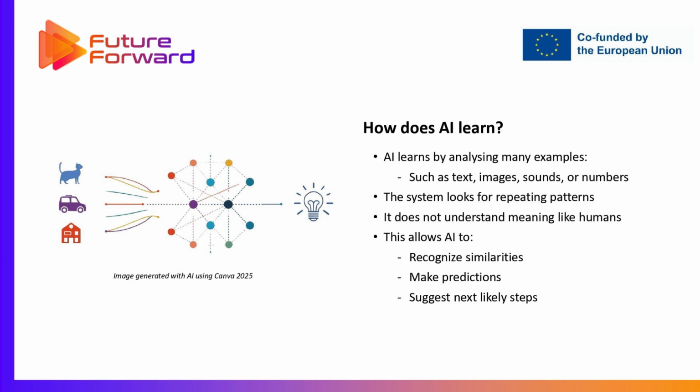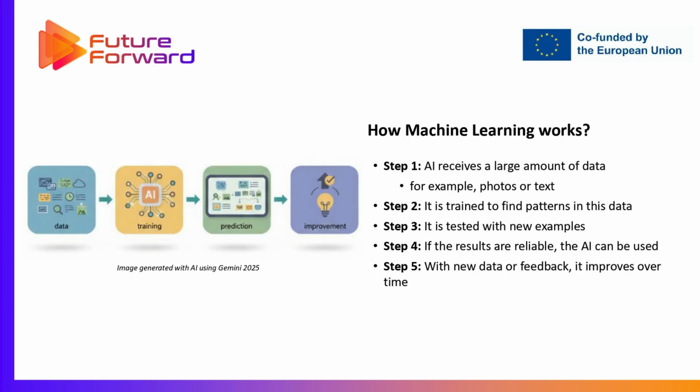To understand how AI works, imagine it learning the way we do, by seeing many examples. AI is shown large collections of data, such as photos, sentences, or sounds, and it looks for patterns that repeat. It doesn't understand the content, but it becomes very good at recognizing similarities. Once it learns these patterns, it can make predictions, like identifying an object in a picture or guessing the next word in a sentence.